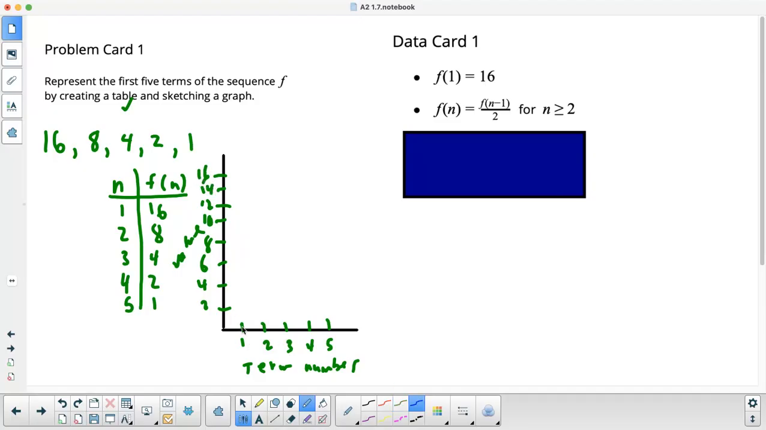And let's see here. Term 1 is at 16. Term 2 is at 8. Term 3 is at 4. Term 4 is at 2. And term 5 is at 1. All right, and that's how you get this curved shape, because we know it's a geometric sequence, okay? So there we go.